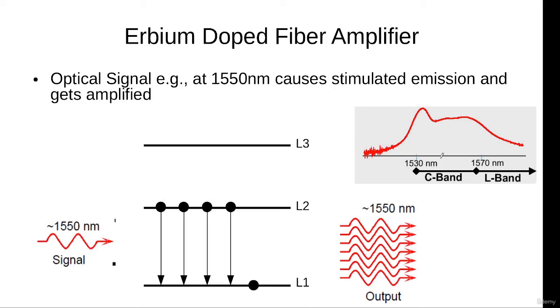Now, this erbium-doped fiber amplifier is very good for amplification in the range of 1530 nanometer to 1570 nanometer wavelengths. So whenever we have an input signal that lies in this range, it can be very well amplified using the erbium-doped fiber amplifier. However, the gain is not constant in this wavelength range. It is more in this range towards 1530 nanometer, but it is less in this range.